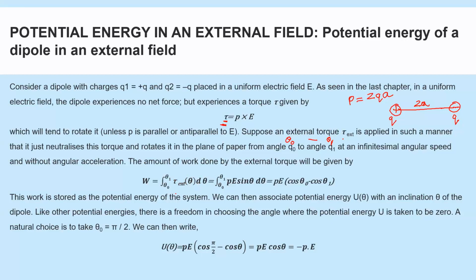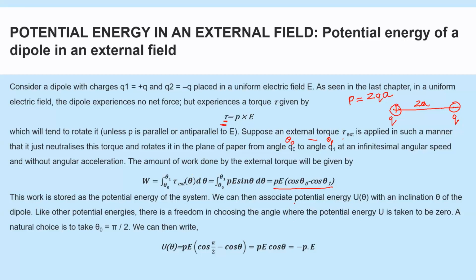Then again, the torque is going to be PE sine theta. It's a vector product, so when you want to find the magnitude of it, you put it as PE sine theta d theta. When you integrate it from theta 0 to theta 1, you get this expression. So this is the amount of work done by an external torque, and this work is then stored in the system as potential energy.